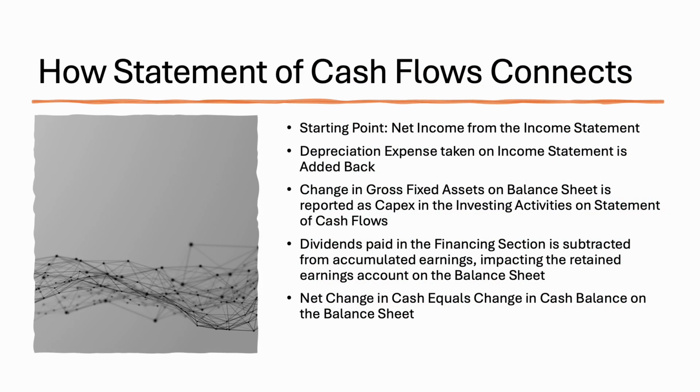The statement of cash flows doesn't exist in isolation. It connects directly to other financial statements. Net income comes from the income statement and serves as the starting point for operating activities. Depreciation expense, also from the income statement, is added back as a non-cash charge. Changes in fixed assets link to the balance sheet and appear in investing activities. Dividends paid connect to retained earnings, and the ending cash balance ties directly to the balance sheet.